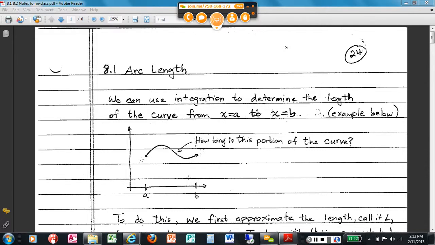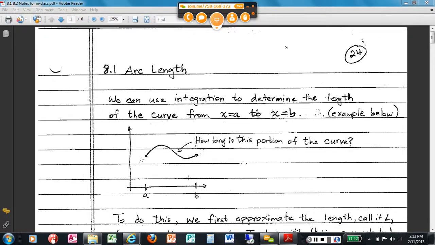But let's just go through it and see how this all works. And that's why I've got the notes printed off there for you. Or you can get these where you can read them. So determine the length of the curve from A to B. So how long is that?